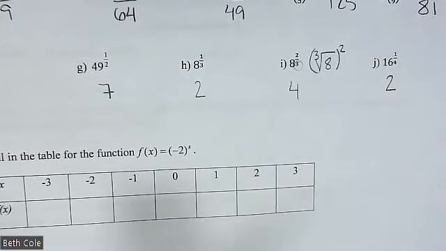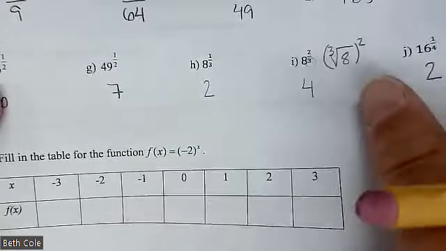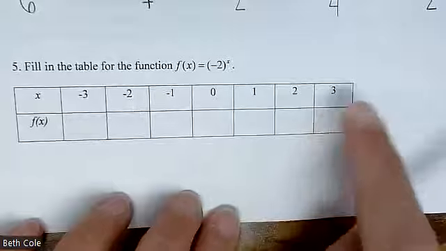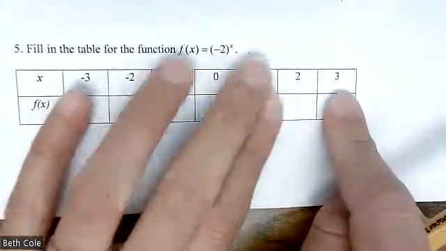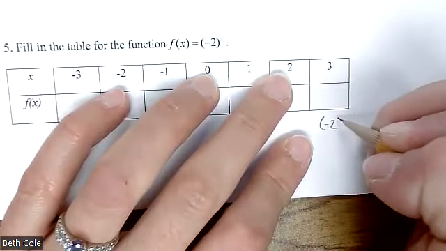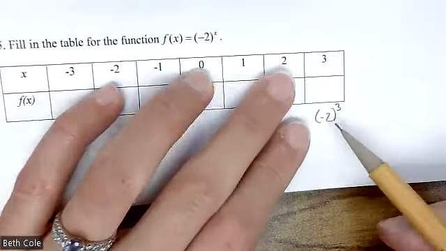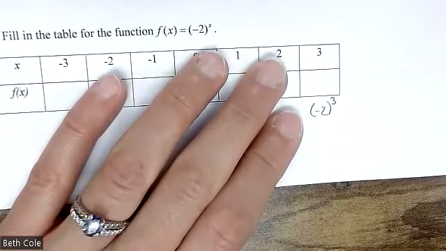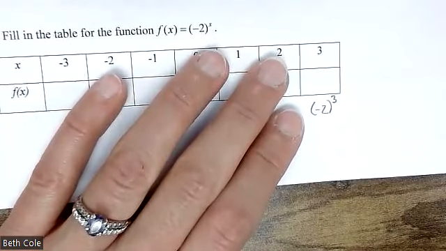Okay. Now we're going to fill in a table for -2 to the x power. I'm actually going to do this right to left because we'll start with the positive ones. That's a little bit easier. -2 to the 3rd. If you don't want to write this out, you don't have to. I'm just showing you what it is that we're doing. -2 to the 3rd. -2 times -2 times -2.